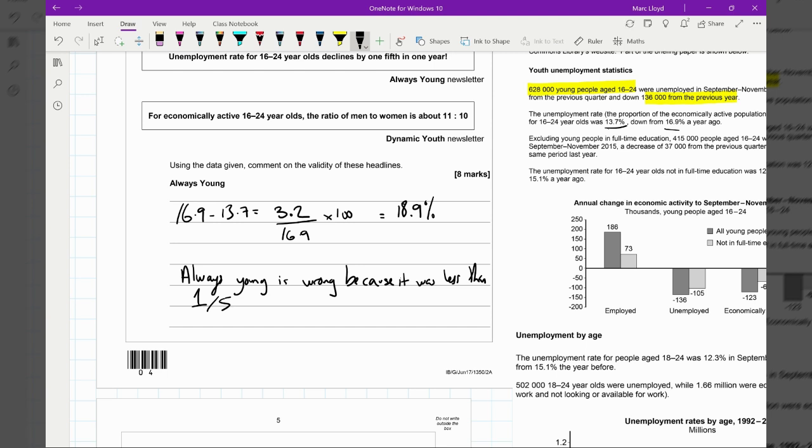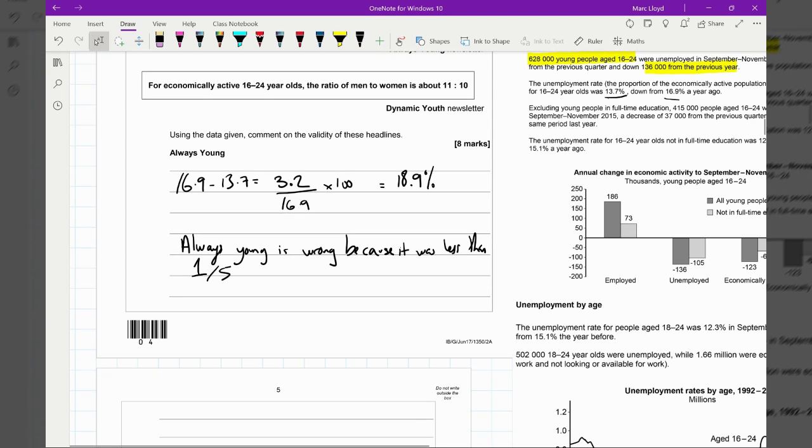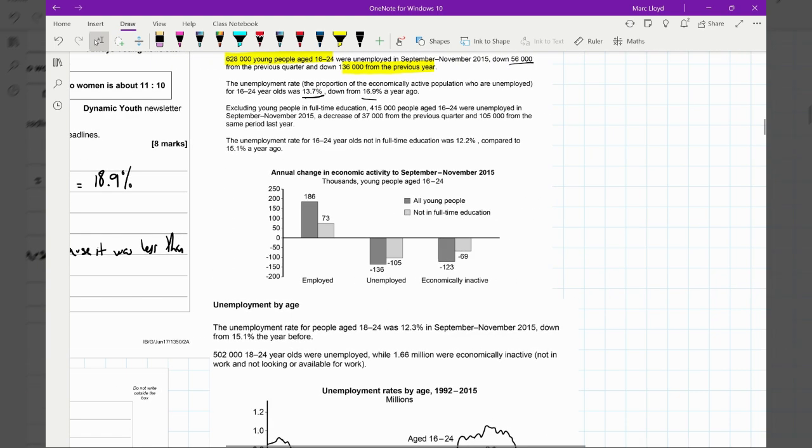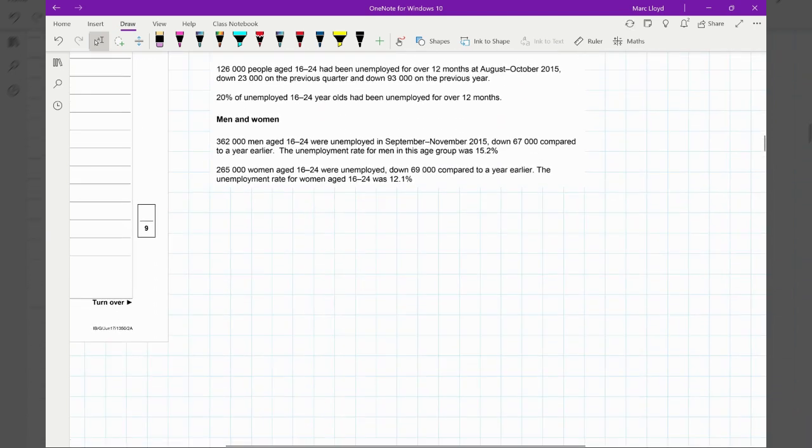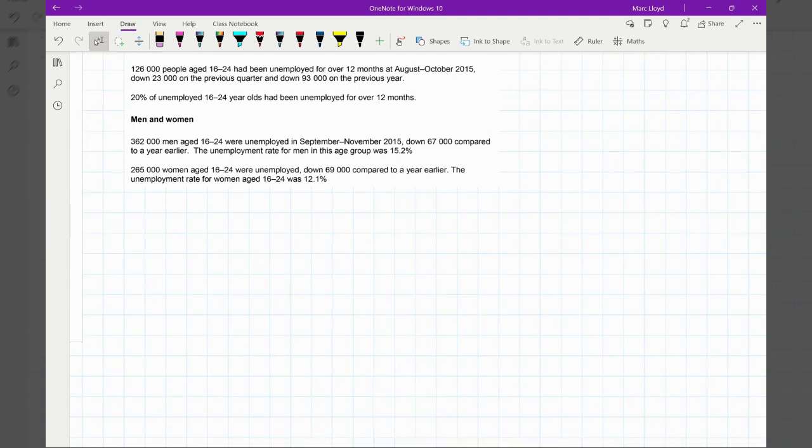Now we've got to look at the second headline. Okay, and what were they saying? Economically active 16 to 24-year-olds. Right, I need to know where there's a gender split. Men and women, here we go. 362,000 men aged 16 to 24 were unemployed in September. The unemployment for men in this age group was 15.2. Okay. So 15.2% equals 362,000.